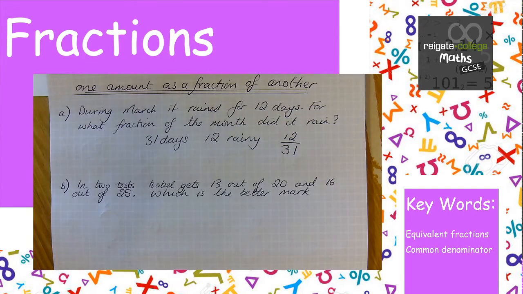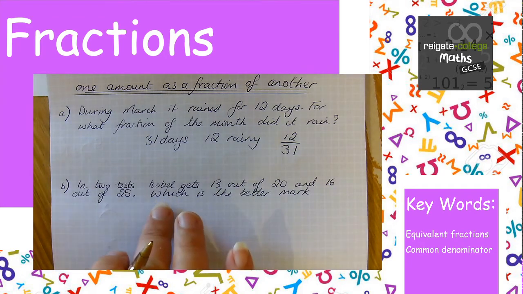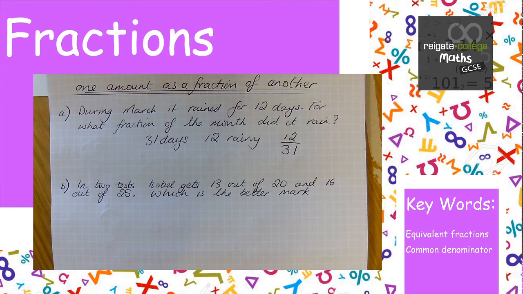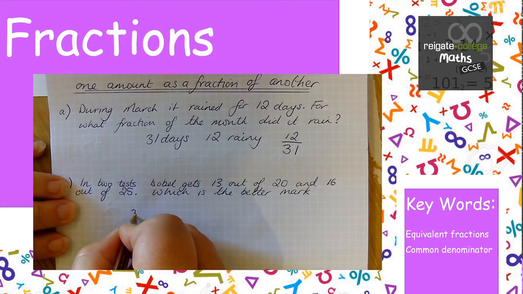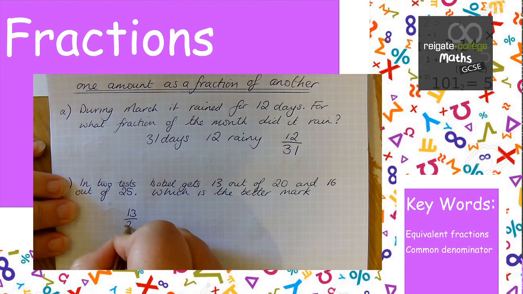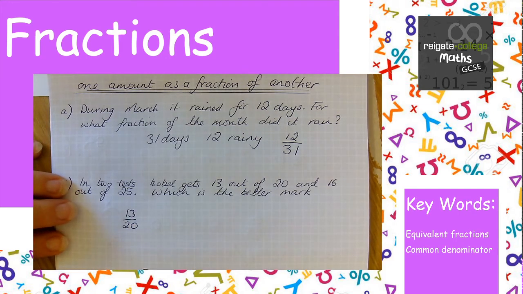In question B, we're asked to do two things. We have two separate amounts for which we need to create a fraction. We're then being asked to compare which is the greater or smaller fraction. Let's look at the first part. In two tests, Isabel gets 13 out of 20, a fraction which I can write like so, and 16 out of 25.